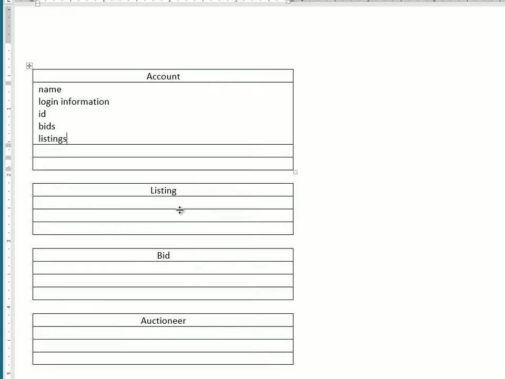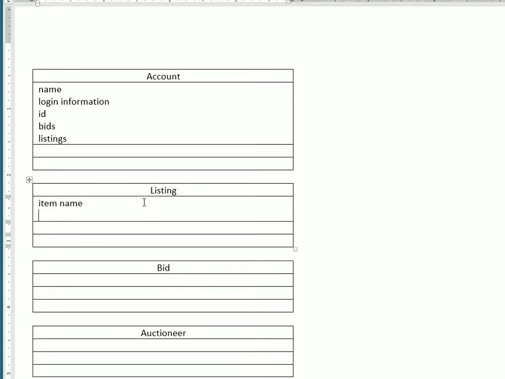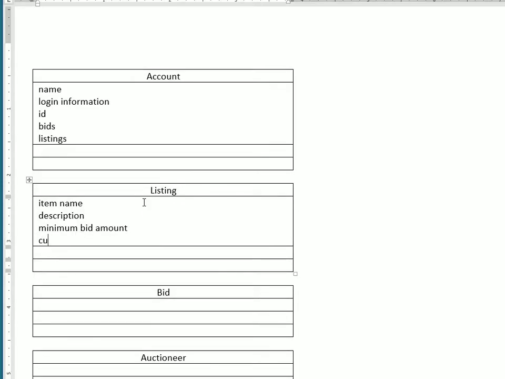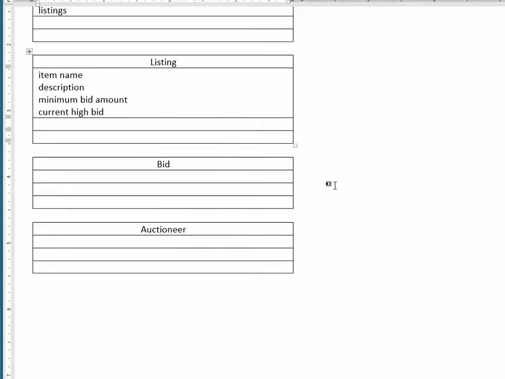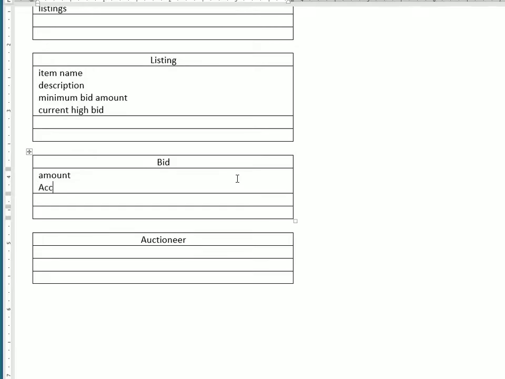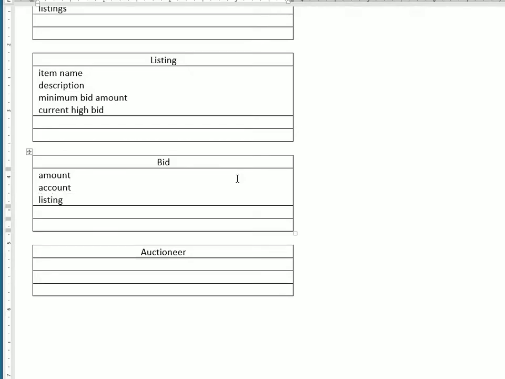Listings are the items for auction and include the name of the item, description, and minimum bid amount. Does a listing also include a reference to the current high bid? Let's add that. A bid is an amount, but it also must reference the account making the bid and possibly the listing being bid on.